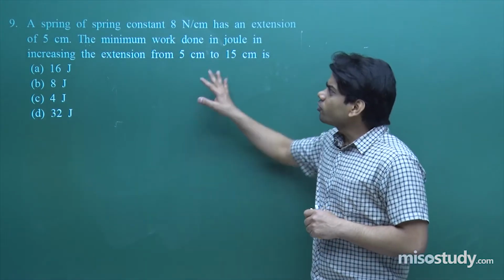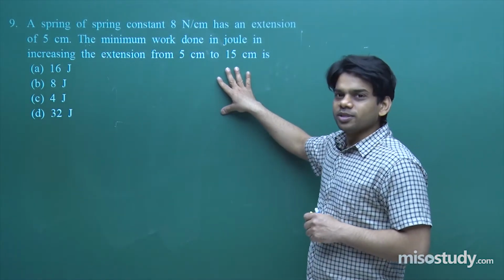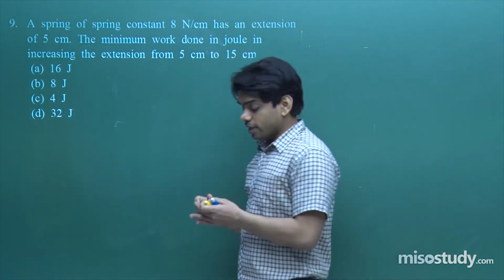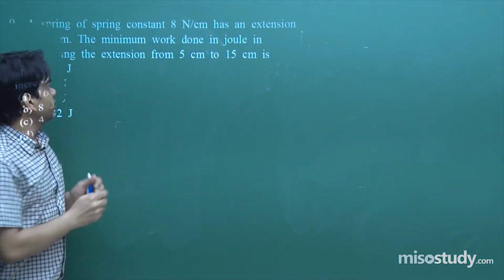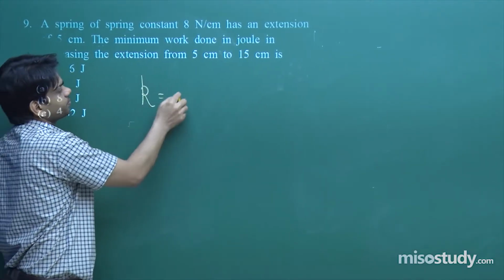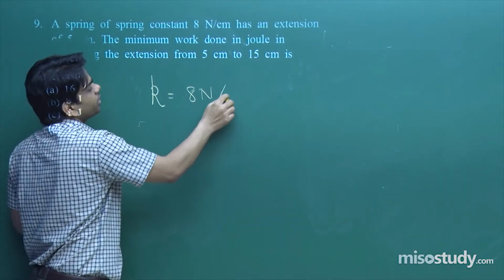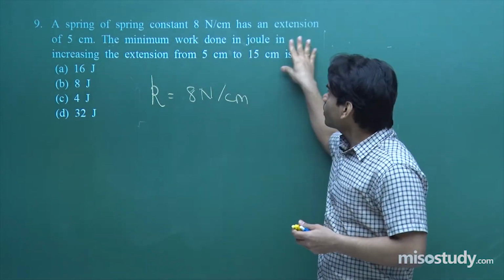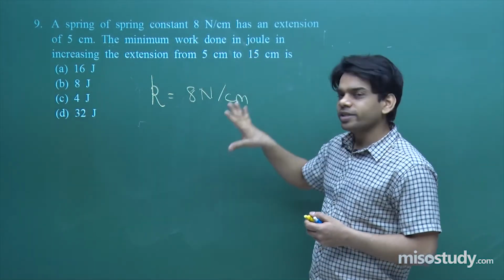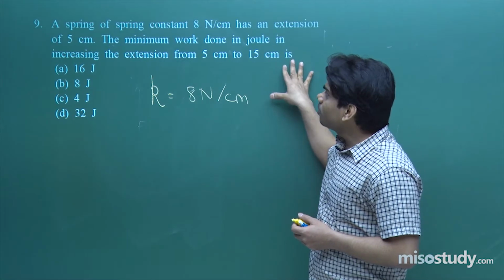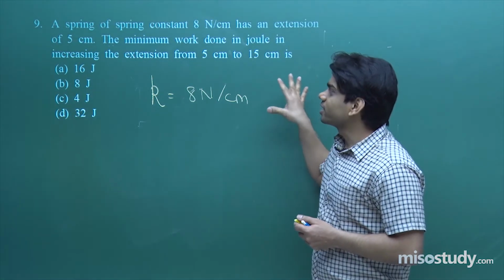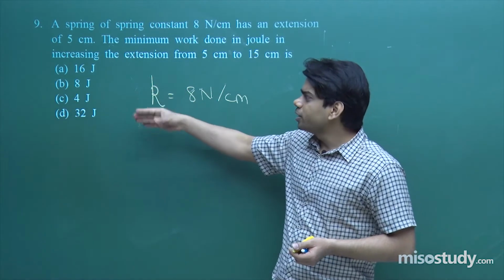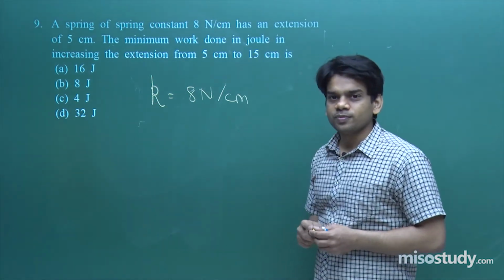Ninth question, spring of spring constant 8 Newton per centimeter. Remember that it's given as per centimeter. So let me write down the spring constant as 8 Newton per centimeter. First information is provided here. Next information, if you see, has an extension of 5 centimeter. The minimum work done in joule in increasing the extension from 5 to 15 centimeter is A 16 joule, B 8 joule, C 4 joule, D 32 joule.